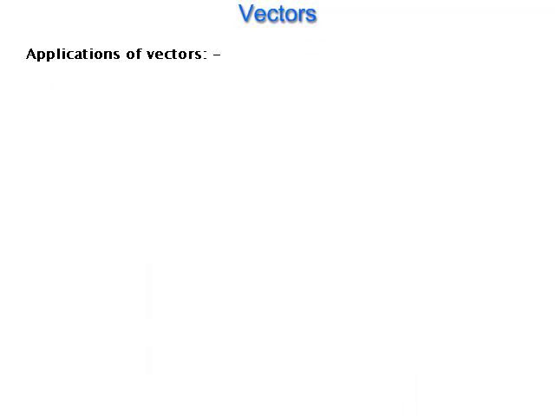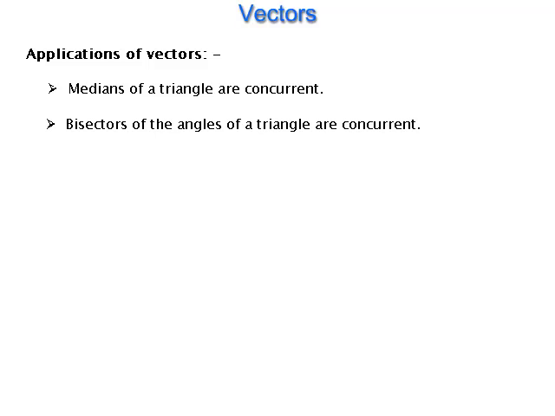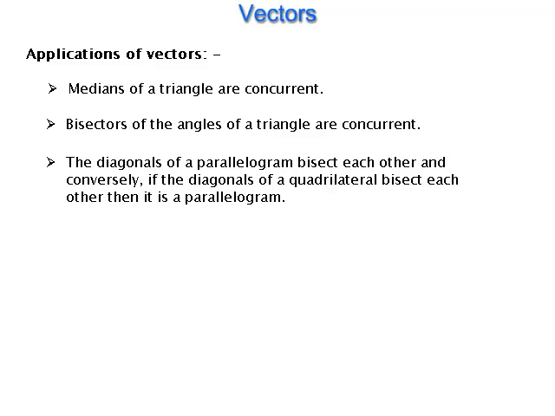Applications of vectors. Using vectors we can prove the following. Number 1. Medians of a triangle are concurrent. Number 2. Bisectors of the angles of a triangle are concurrent. Number 3. The diagonals of a parallelogram bisect each other, and conversely, if the diagonals of a quadrilateral bisect each other, then it is a parallelogram.